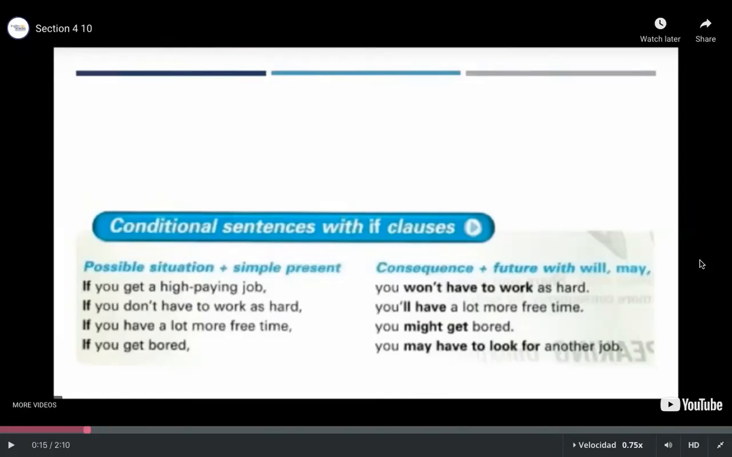If you don't have to work as hard, you'll have a lot more free time.